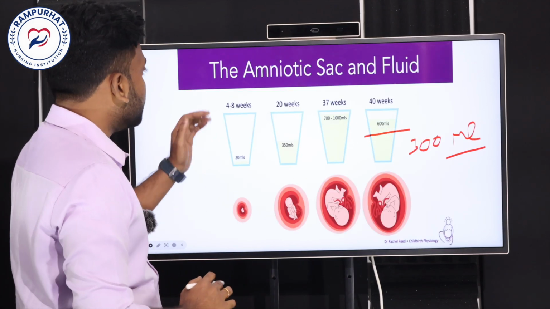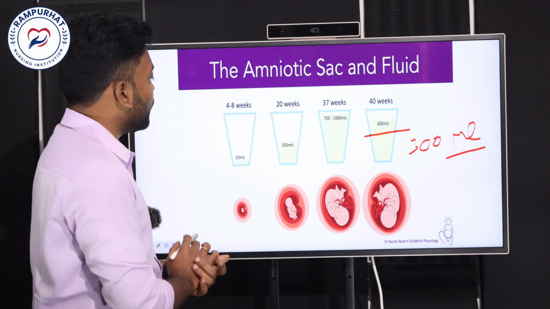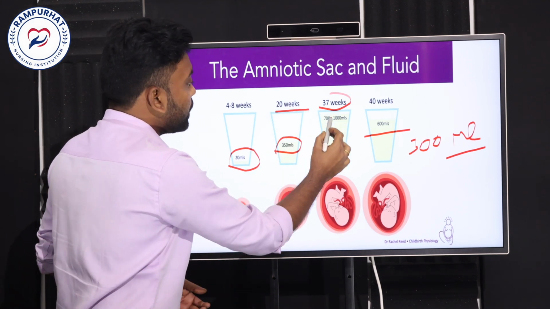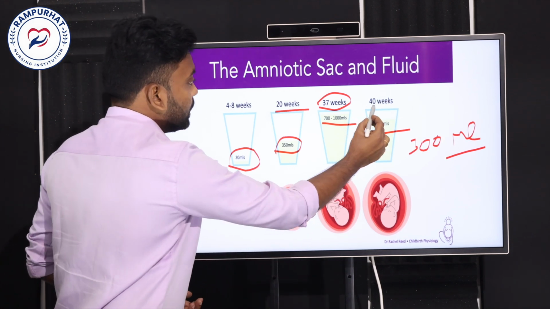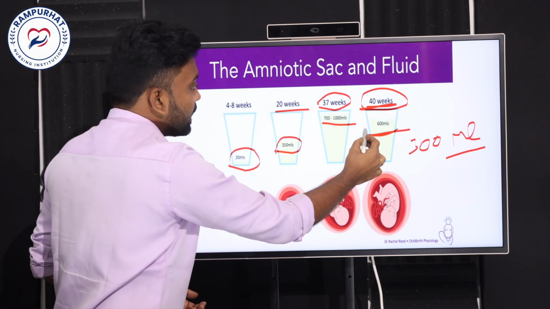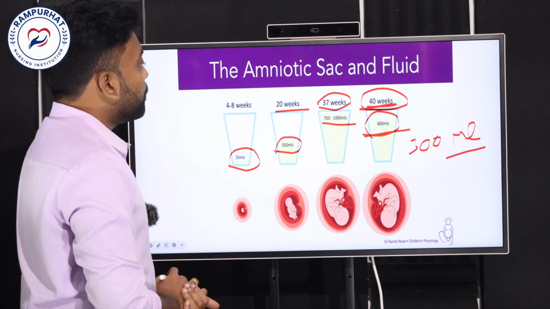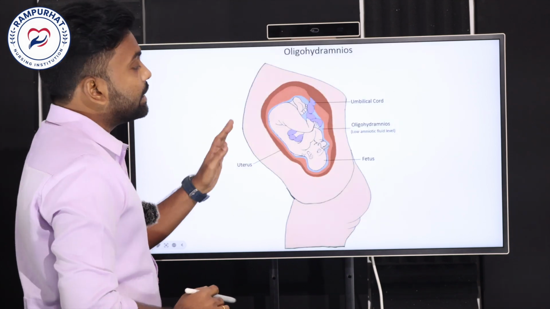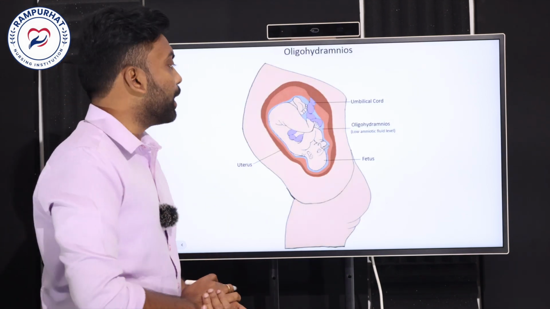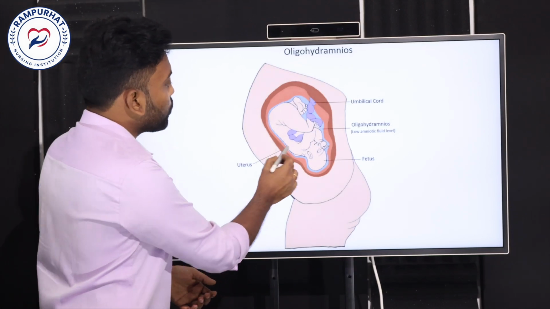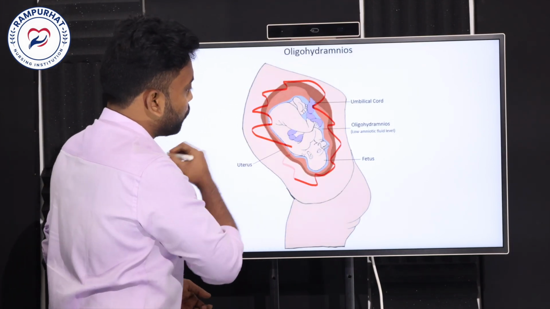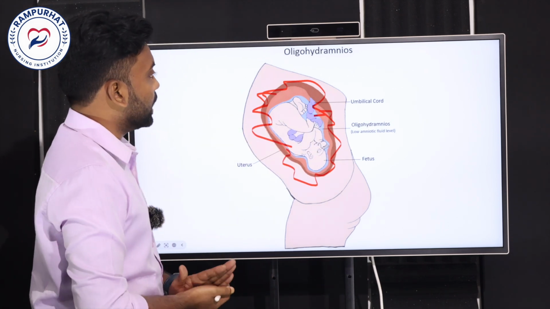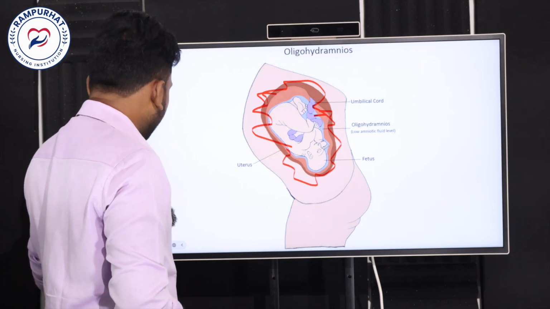So what is the normal amount of amniotic fluid? At 4 to 8 weeks, 20 ml may be secreted, at 20 weeks 350 ml, at 37 weeks 700 to 1000 ml at term. At 40 weeks, 600 ml of amniotic fluid may be present. But in the case of oligohydramnios, there is only 300 ml of amniotic fluid. You can see that diagrammatically. It is not filled with fluid, it is empty. There is less fluid present at term, at the third trimester. That is called oligohydramnios.